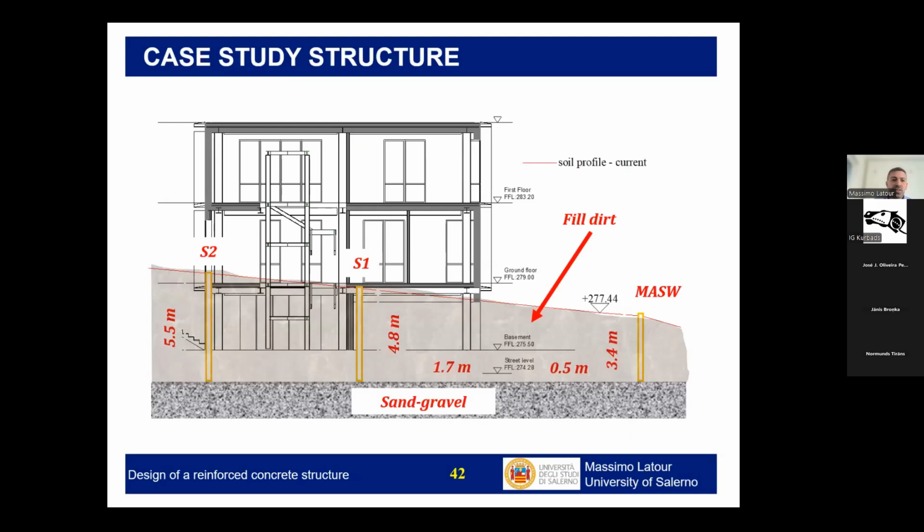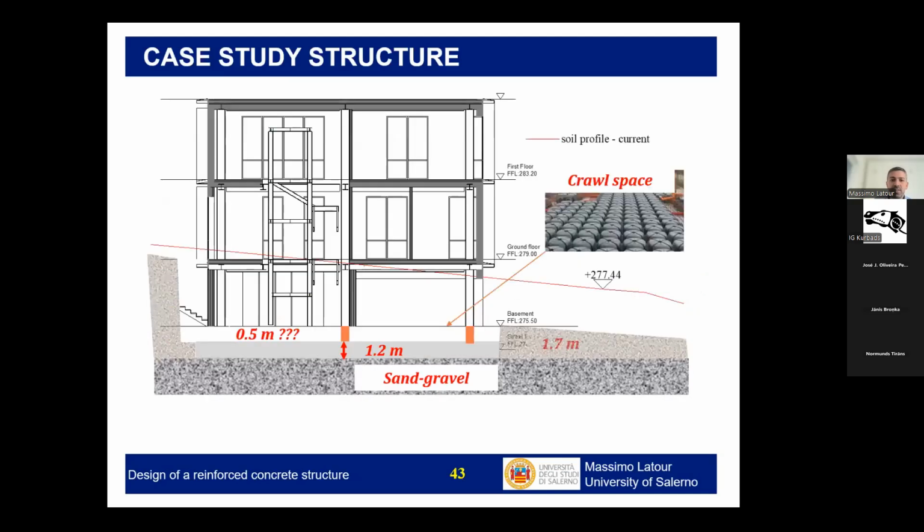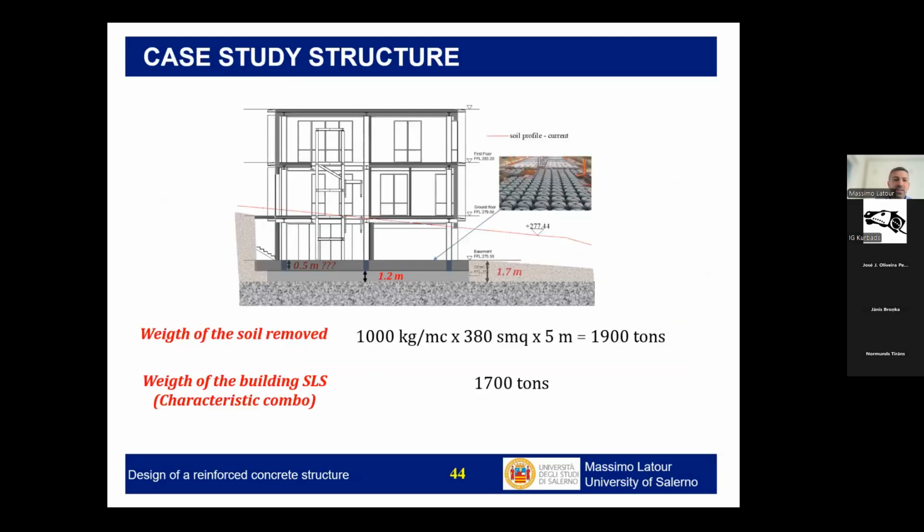So this is a cross-section of the building with the two soil inspections, and this is the seismic characterization. So, okay, the soil, as you see, has a kind of slope. It is decided in this example to remove part of the ground and basically place the foundation at this level. Just the data as a commentary.